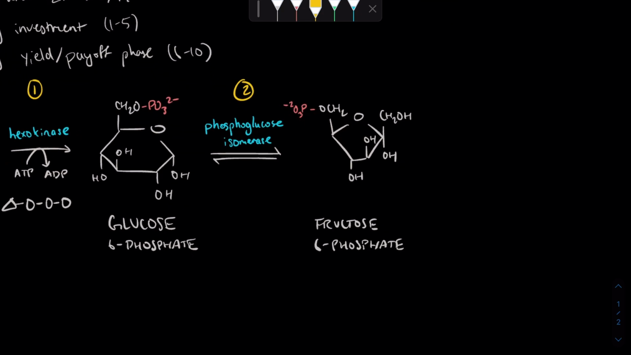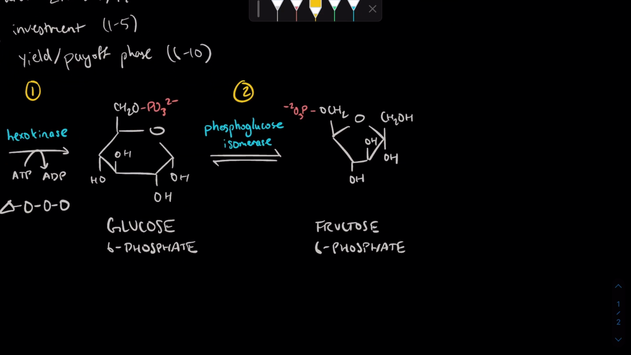So this is going to be our second step of glycolysis. What we're doing is we're taking the glucose 6-phosphate that we made, and we're converting it into fructose 6-phosphate. Now, glucose and fructose are both monosaccharides. They're both simple sugars, and they're isomers of each other. So they have the exact same molecular formula, but they have different structures.